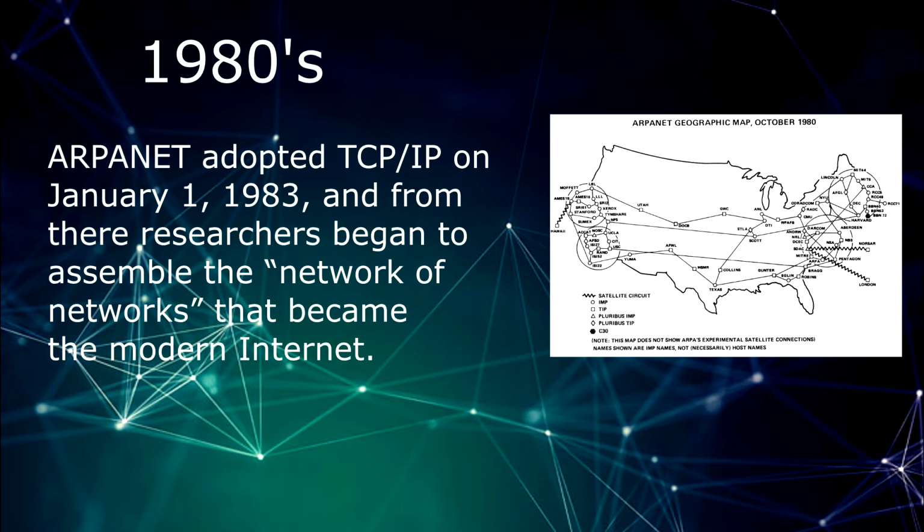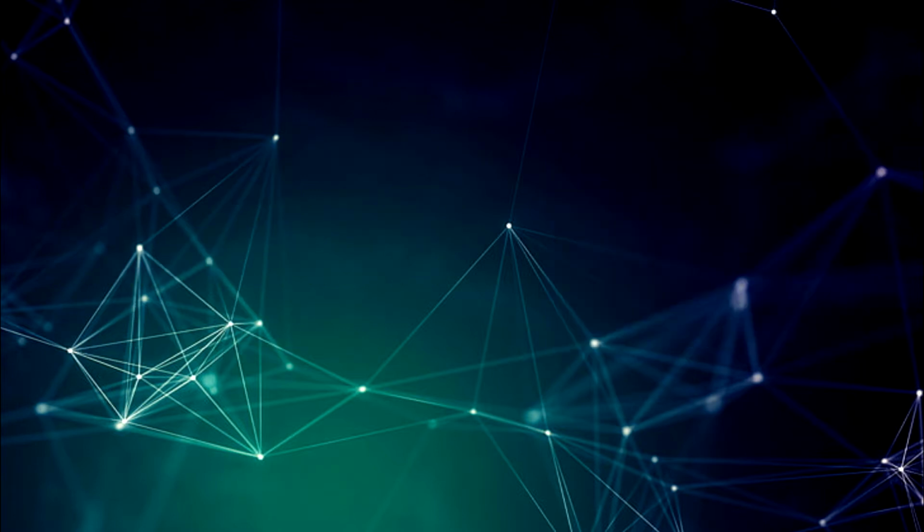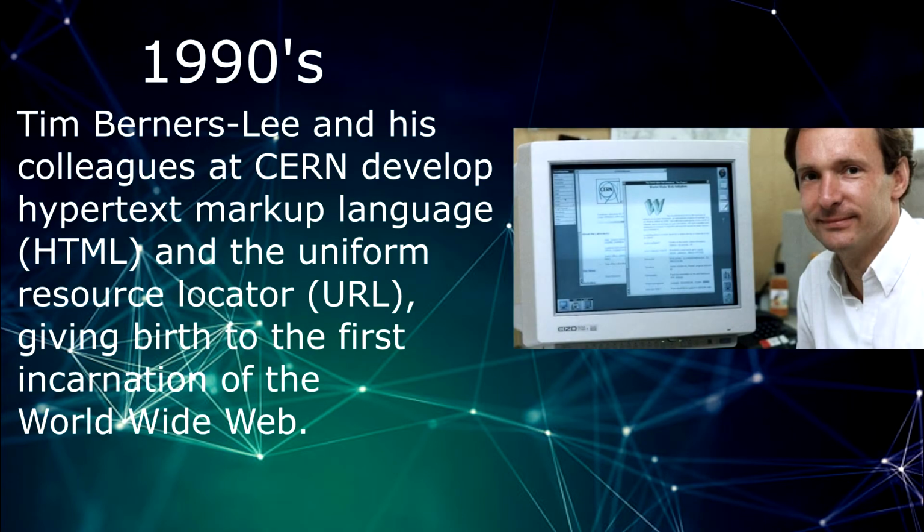ARPANET adopted TCP/IP on January 1, 1983, and from there, researchers began to assemble the network of networks that became the modern Internet. In the 1990s, Tim Berners-Lee and his colleagues at CERN developed hypertext markup language and the Uniform Resource Locator, giving birth to the first incarnation of the World Wide Web.